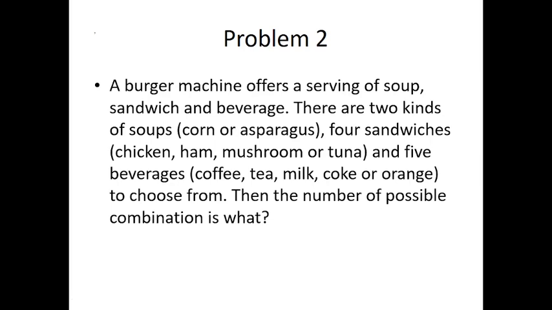So problem 2. A burger machine offers a serving of soup, sandwich, and beverage. There are two kinds of soups, corn or asparagus, four sandwiches, chicken, ham, mushroom, or tuna, and five beverages, coffee, tea, milk, coke, or orange, to choose from. Then the number of possible combinations is what?